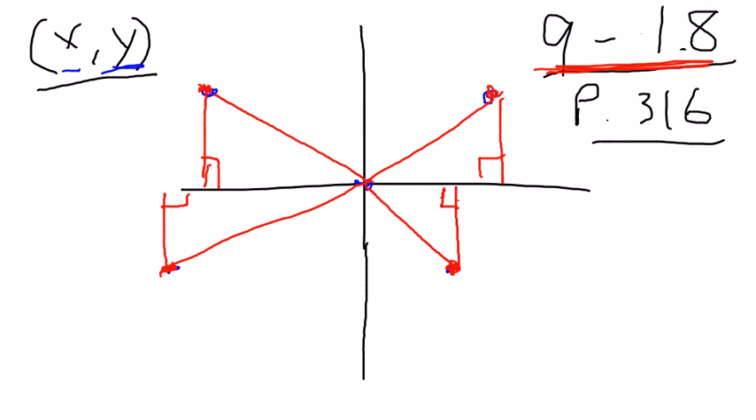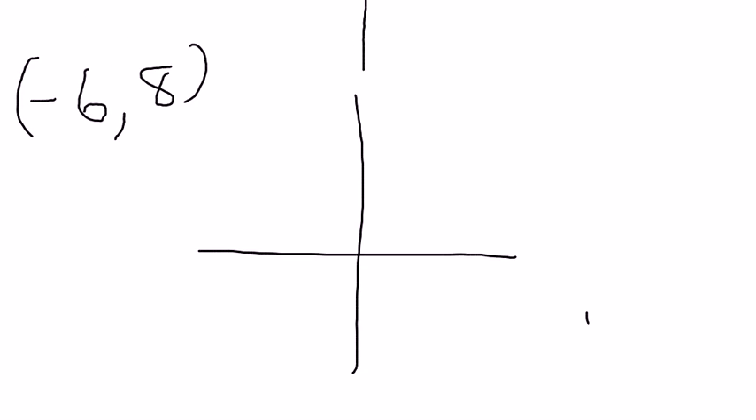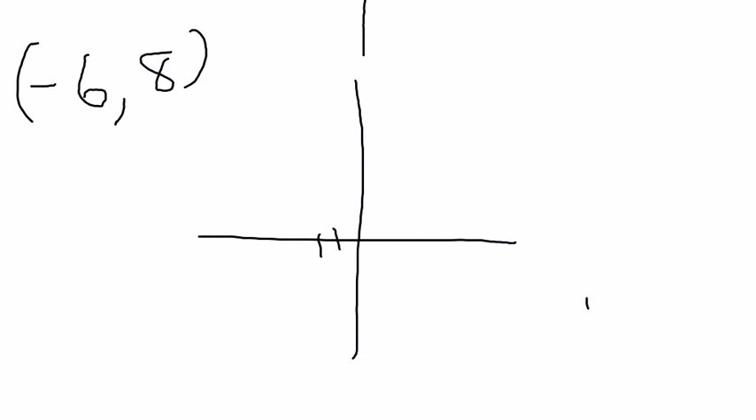So let's do an example. Let's say I have a point. Let's say this point is -6, 8. First thing I'm going to do is plot that point. Well, -6 in the x direction and 8 in the y direction. That would put me right here, about. Again, I'm drawing on an iPad, so you're going to have to bear with me. It's not always going to be perfect.